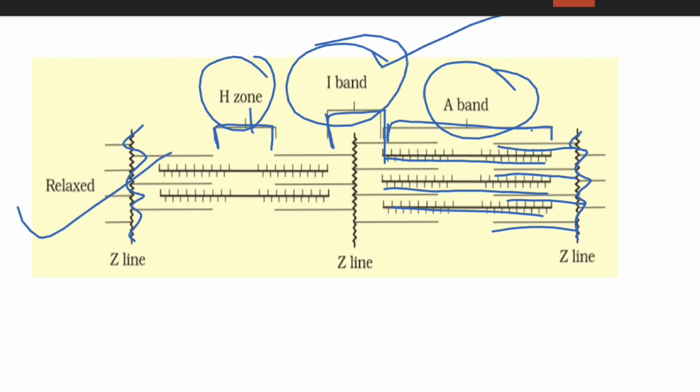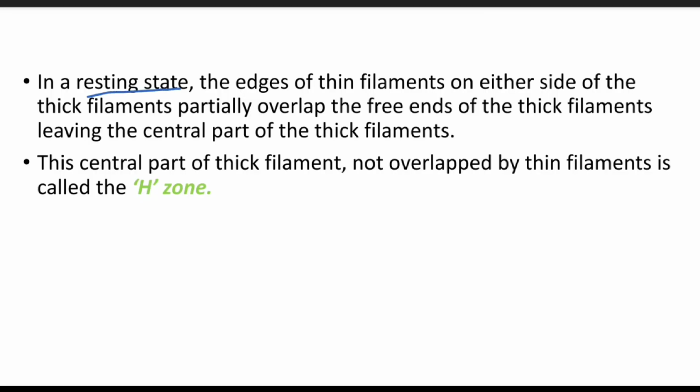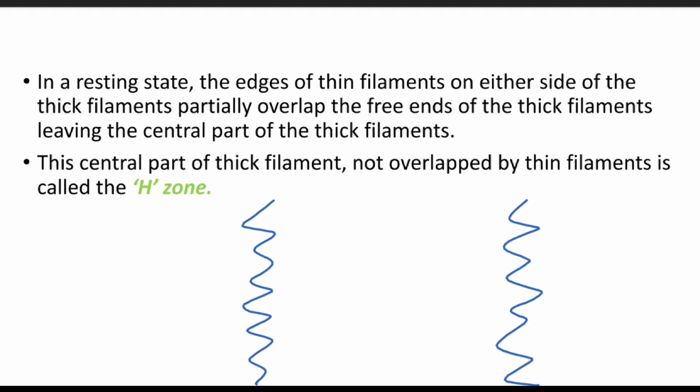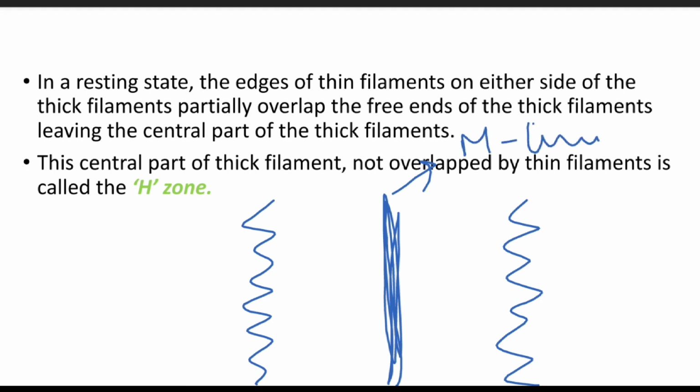So this is a relaxed state. In the resting state, the edges of the thin filaments on either side of the thick filament are partially overlapped with the free ends of the thick filaments, leaving the center part of the thick filament. So this is a Z line, and this is a Z line. In the center is the M line. To the M line, the thick filaments are attached like this.